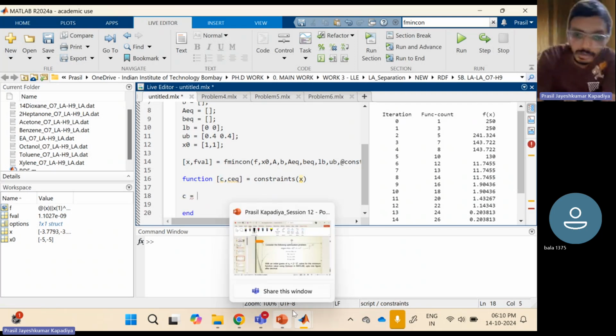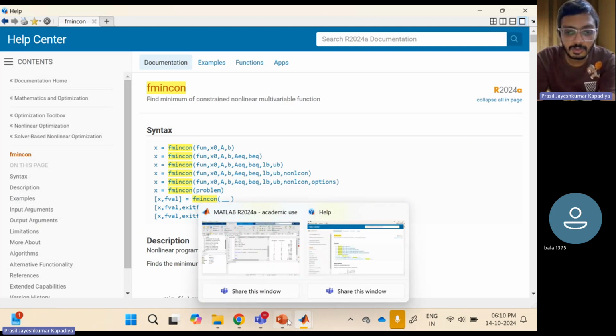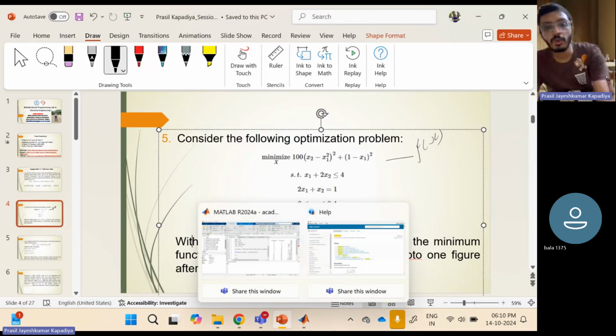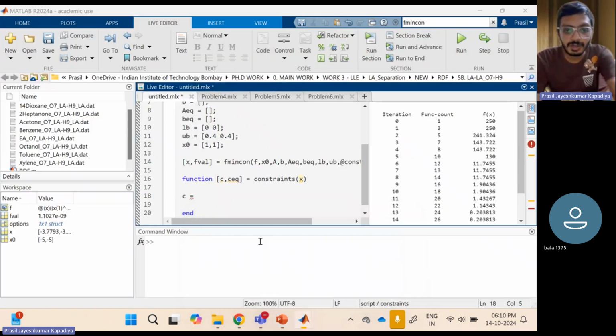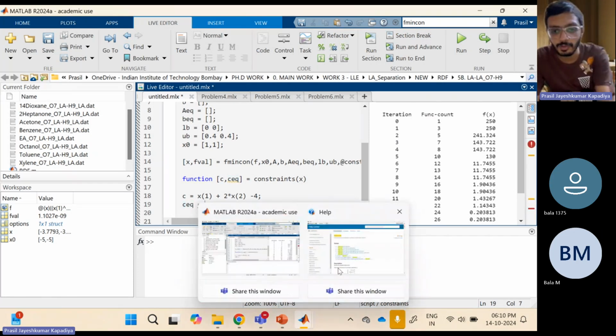Okay, so what is my first equation? C of x is equal to, what should be there in C of x? From here, C of x is less than equal to 0. So what is there here? x1 plus 2x2 less than equal to 4. So I need to write down as x of 1 plus 2 into x of 2 minus 4. This is my first constraint.